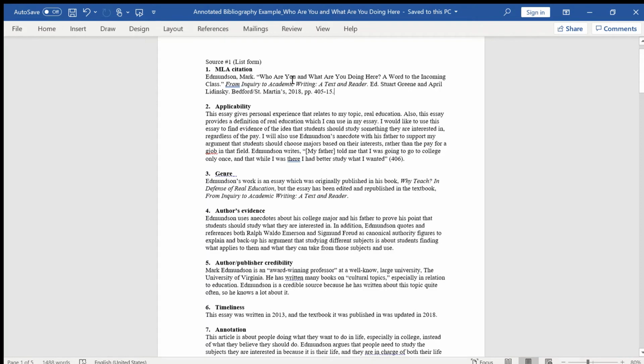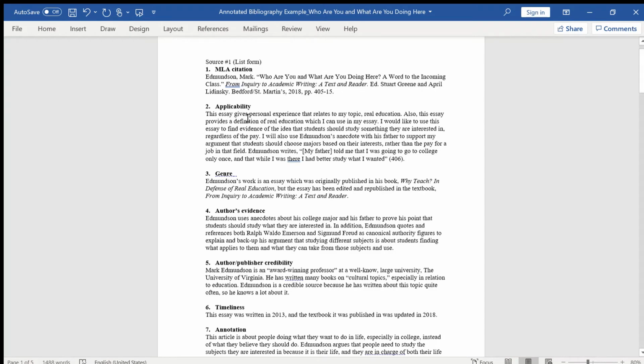So first we've got the MLA citation. Okay, here we've got our author and title of the text. And then this is the information about the first container. It doesn't have a second container, so I don't have a second container in that MLA citation. Applicability. It says, this essay gives personal experience that relates to my topic, real education.